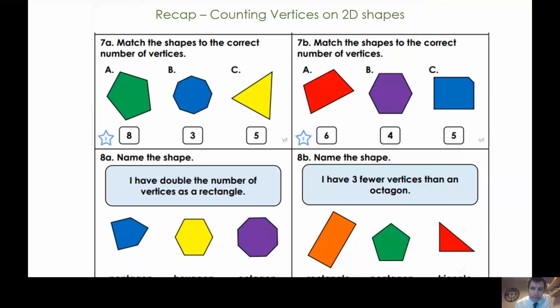Okay, right, guys. A little bit of a task now, where I ask you to pause the video and look at the sheet. So pause the video, please. Have a go at which of these are correct for the 7 questions, where you're matching the shapes to the correct number of vertices, and then name the shape for the clue that you're given for the 8 questions.